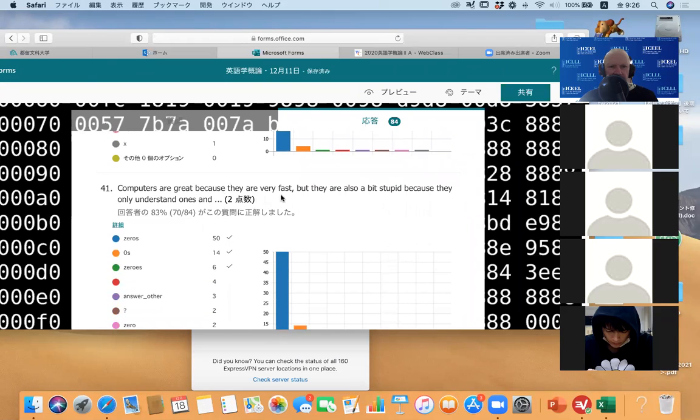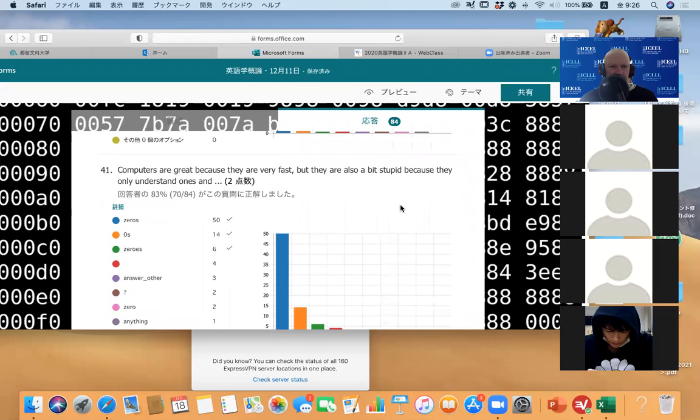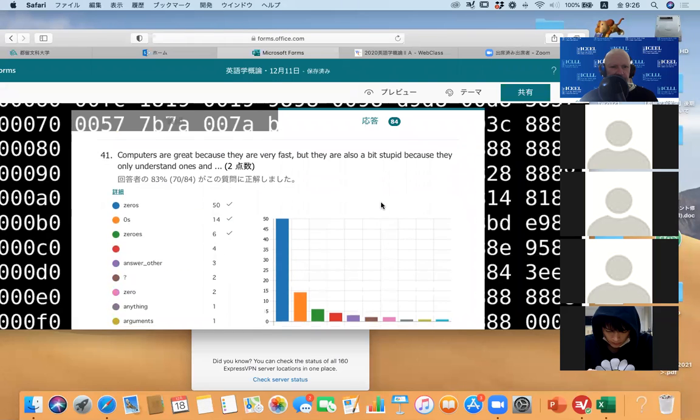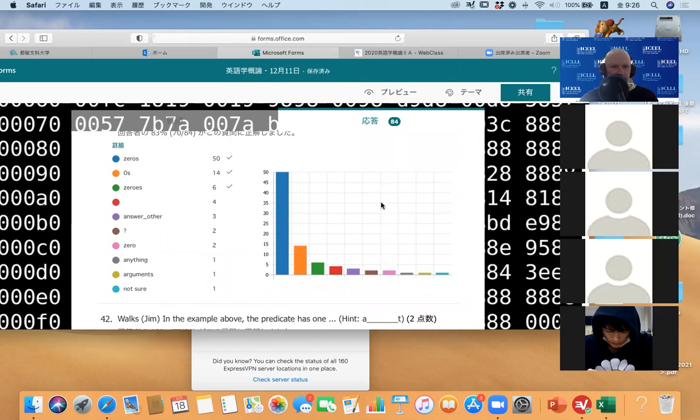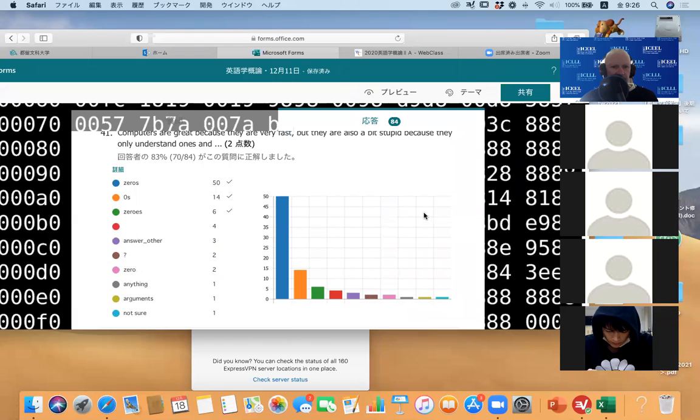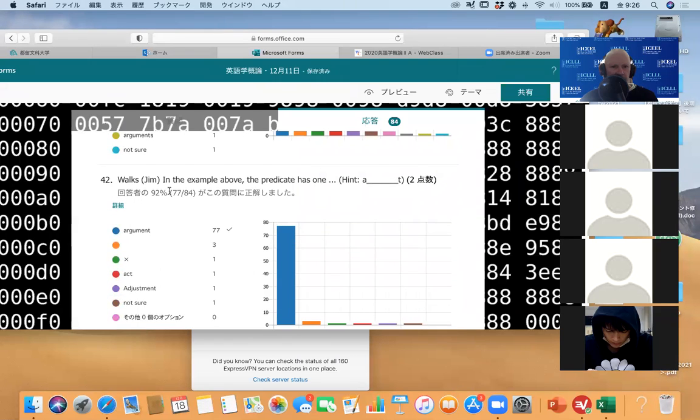Computers are great because they're very fast, but they're also a bit stupid because they only understand ones and zeros. Yes, these are all perfectly okay. Ones and zero. Yeah, I'm not going to accept that. Grammatically, it's a bit funny. Walks Jim. In the example above, the predicate has one argument. Very good.